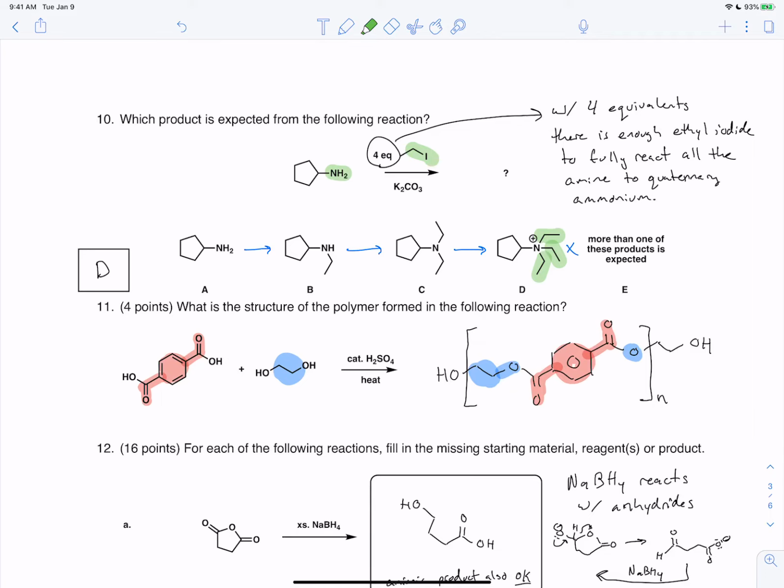So you see we start with 4 equivalents of ethyl iodide, so we have more than enough to push it all the way forward, all the way to this quaternary ammonium salt. And that leaves us with D as the answer. So along the way we do make B and C, they just keep on reacting until you get to the dead end, that is D.